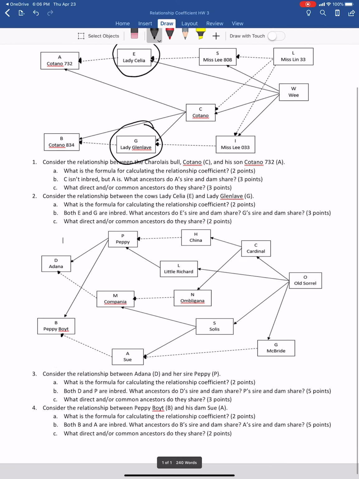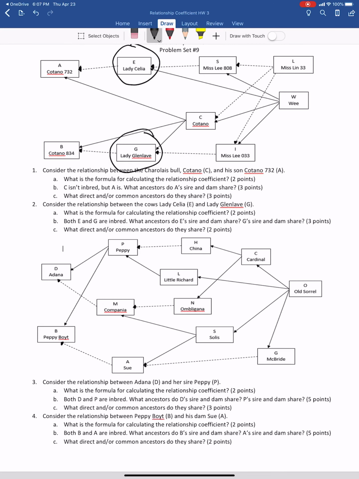So, and then if we go to the bottom on 3 and 4, we're talking about D. So Adana and her sire, Pepe. And whenever I put in, her sire, his dam or something, that's kind of an indication that there's going to be a direct relationship. So for number 3, when we're considering this relationship, P is a sire to D, so we have to put P in as an ancestor there. So in addition to the other common ancestors like C, okay, things like that. So O as well. And then, yeah, P, C, and O are going to be the common ancestors there.